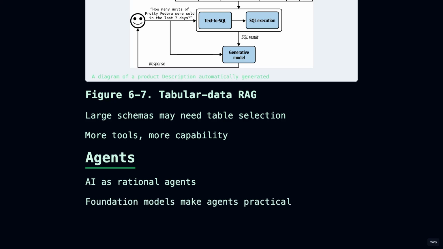Foundation models change the picture by making autonomous assistance much more feasible. Now we can build systems that plan, act, and coordinate work across many tasks, from research and scheduling to customer support and negotiation.